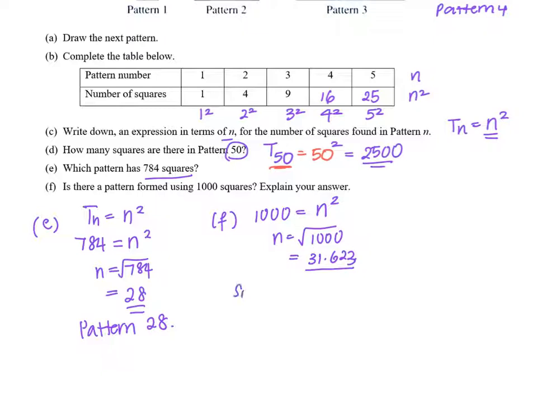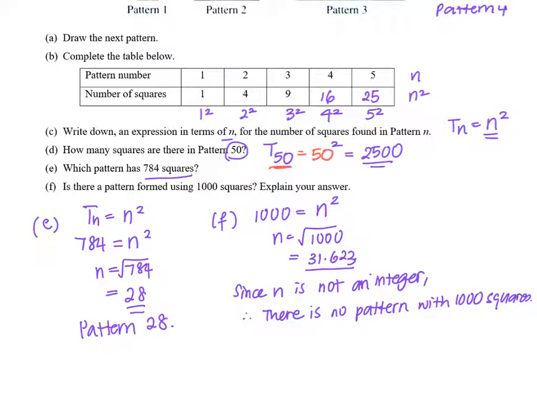So since n is not an integer, therefore there is no pattern with 1000 squares. So this will be the explanation. Have you gotten the answer?